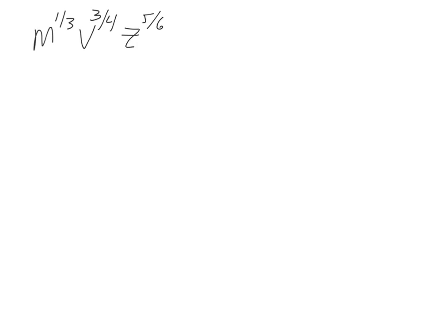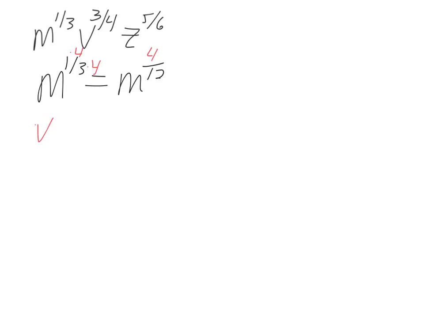So in order to change that, we're going to have m to the 1/3. So what would that make it for a common denominator of 12? Well, that means I have to multiply the denominator by 4, so I have to multiply the numerator by 4. So it would be 4/12.